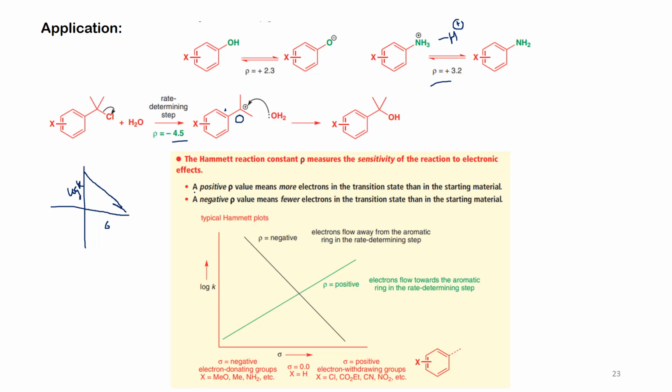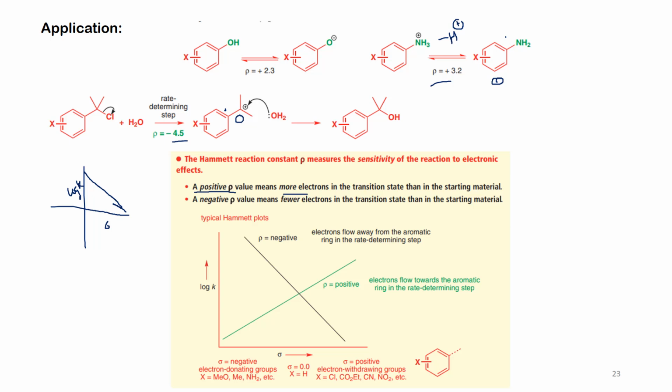So here a positive rho value means more... what is this saying? A positive rho value means more electrons in the transition state rather than in the starting material. So what I am saying again and again is that if the rho value is positive, then the product has a huge electron density which can be stabilized by an electron withdrawing group. That is similar to the benzoate anion.